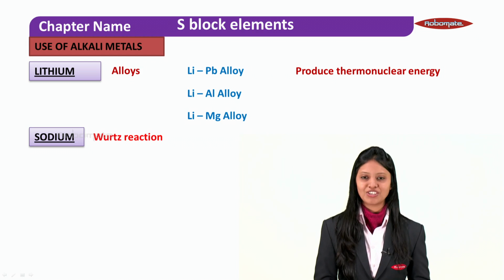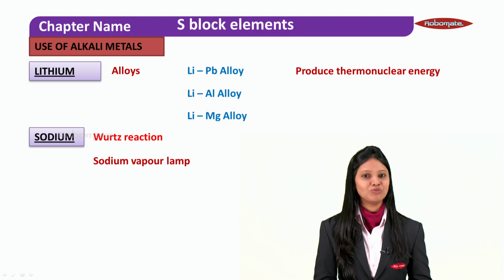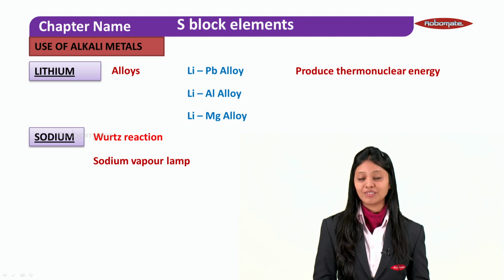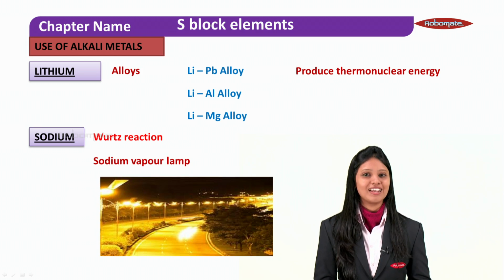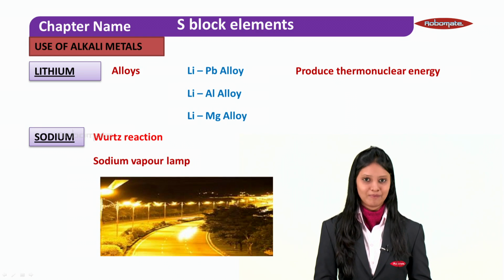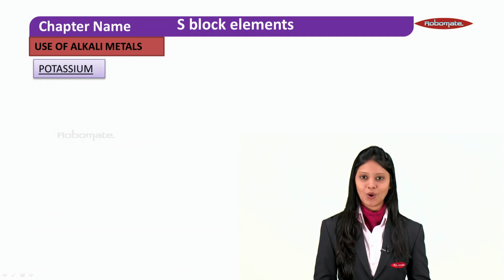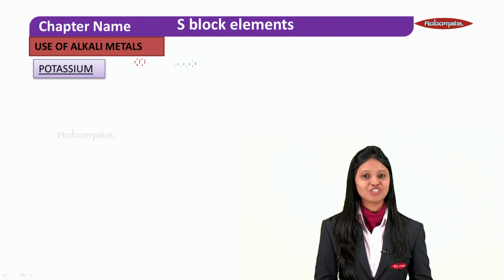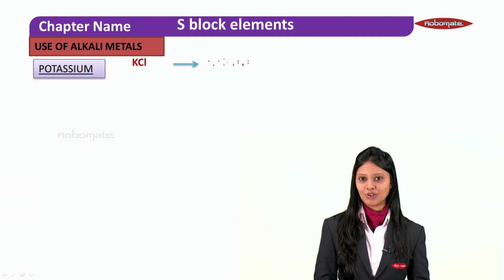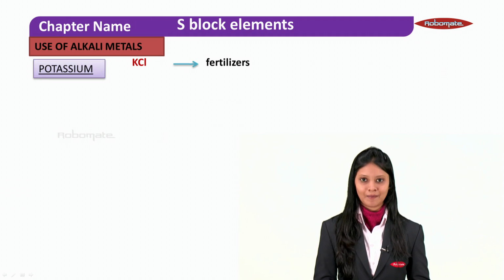The second important use of sodium is in sodium vapor lamps. Sodium vapor lamps are the lamps generally present in street lights, the yellow lamps. So this is about sodium. The third metal we are going to talk about is potassium. Potassium compounds, the basic one, potassium chloride, is used in fertilizer.